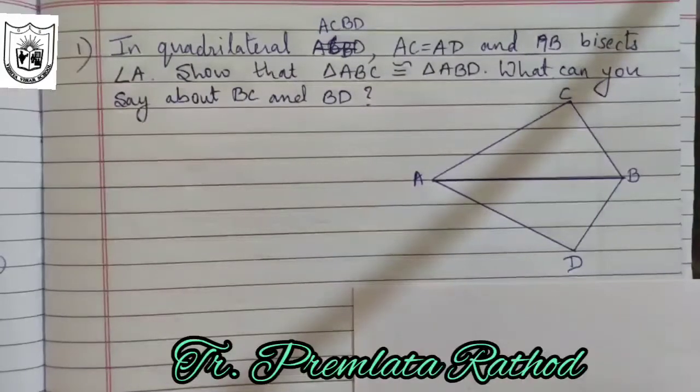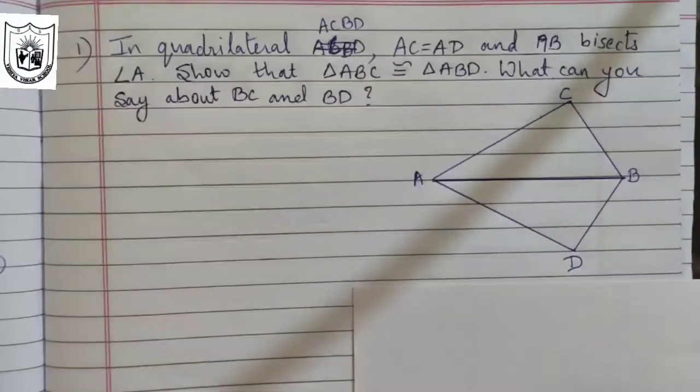In the topic triangles, let us solve the first problem. We have learned about the different congruency rules in the last class. So let us use the congruency rules to prove that the triangles are congruent. Now look at the first problem here.